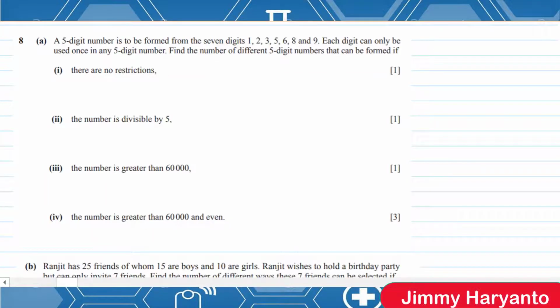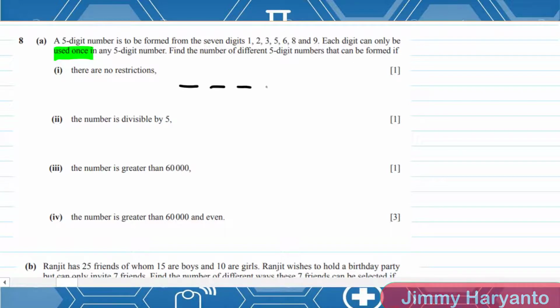Next is number 8. A 5-digit number is to be formed from the 7 digits 1, 2, 3, 5, 6, 8, 9. Each digit can be used only once. So this is important: use once in any 5-digit number. Find with no restriction. Okay, no restriction.